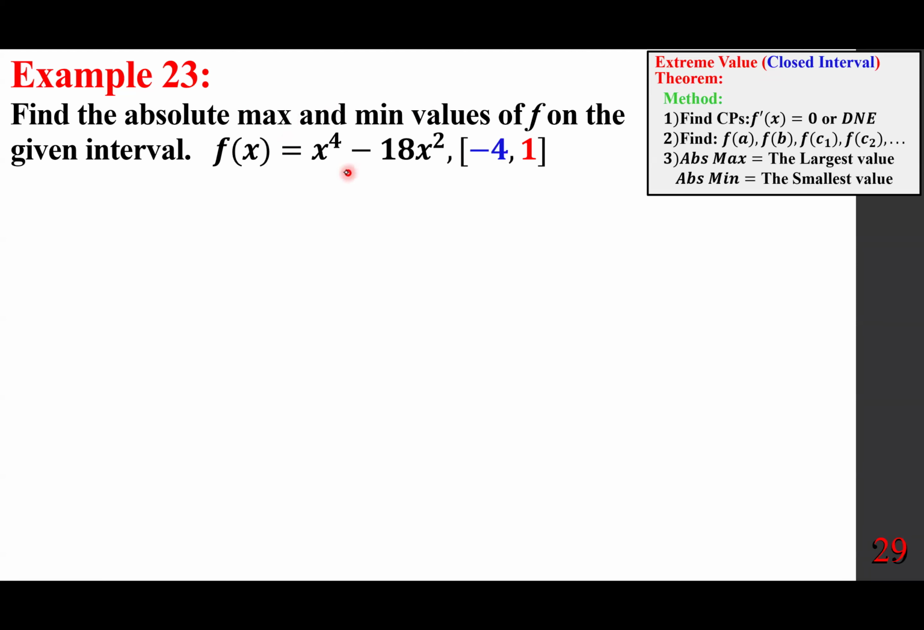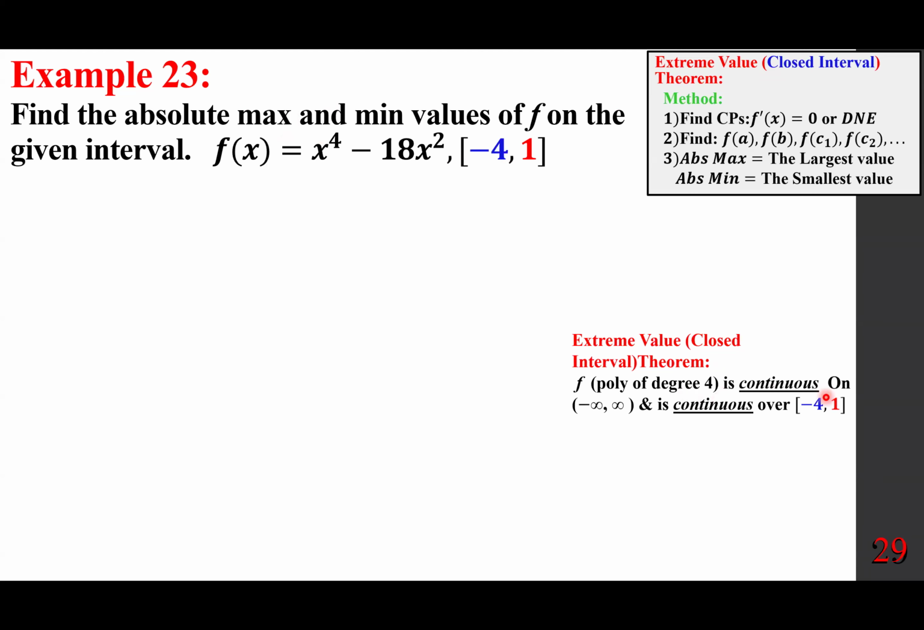That means, is this function continuous? And the answer is yes. Why? It's a polynomial of degree 4, which makes it continuous from negative to positive infinity, and therefore it's continuous in the given interval of negative 4 to 1.